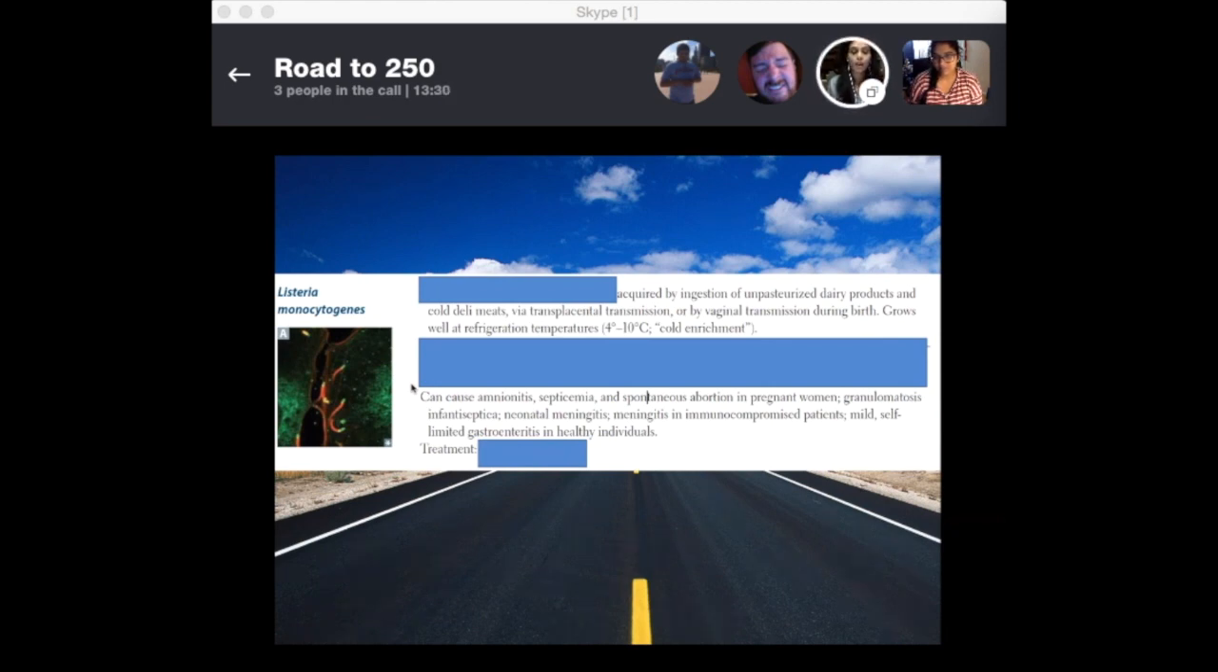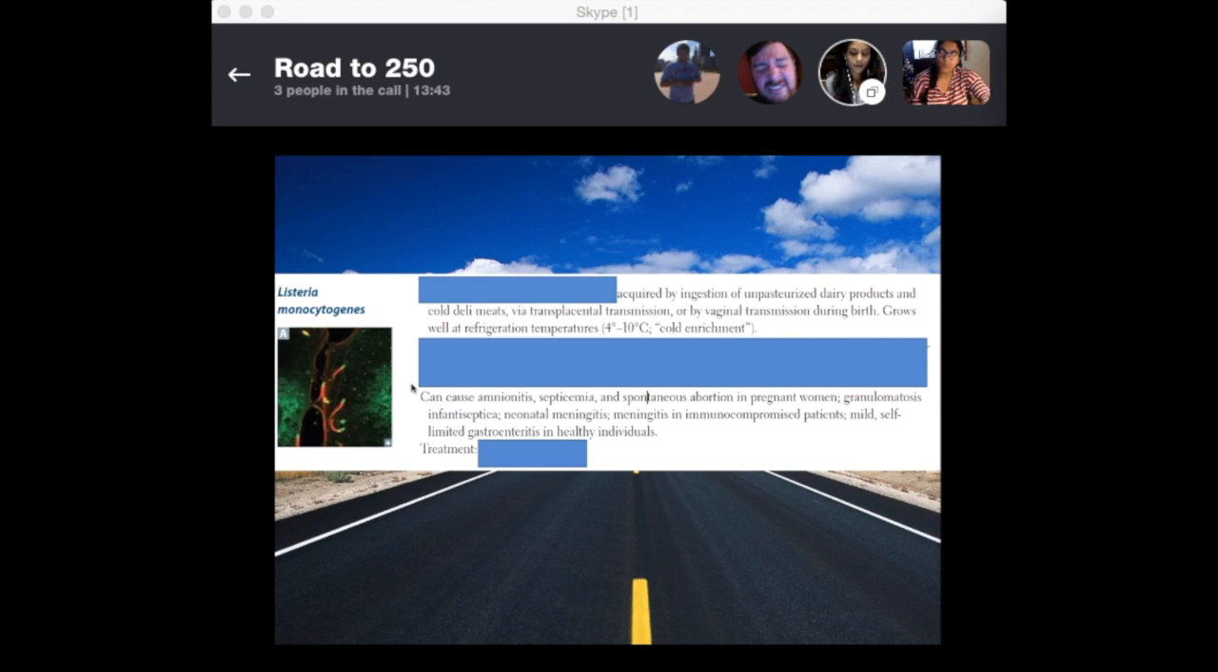What are our bug properties for Listeria? Gram positive, gram negative? The gram positive rod. Yep, gram positive. And yep, its shape is a rod shape. And is it motile or non-motile? It is motile, which is actually quite characteristic of Listeria itself specifically.